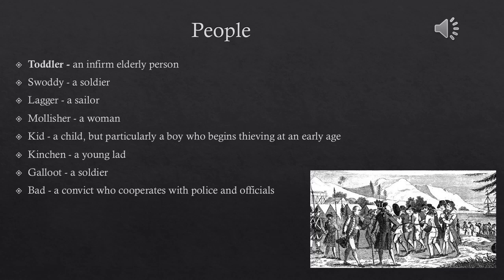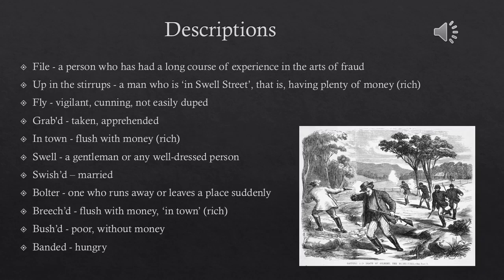On this slide, you can see that they also had different terms for people. I love the idea of calling my grandma a toddler. I don't think I'd like to be called a molisher though. I know that people still call people galoots. And these are words that you would use as a description. I love the idea of being a man who's in Swell Street. I love that married is swished. We still use somebody who runs away as a bolter.